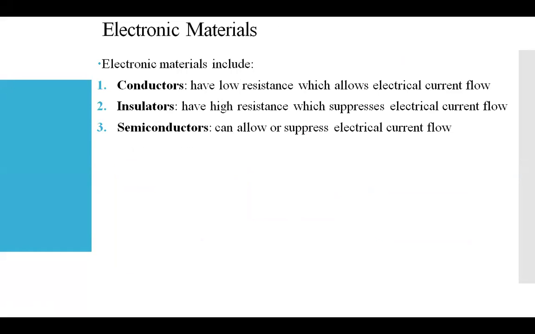This is how electronic materials are used, from the energy band as well as from the resistance. A conductor will have a low resistance value, which allows the flow of electrical current. An insulator will have a high resistance value, which suppresses the electrical current flow. And the last one, the semiconductor, will allow or suppress the electrical current flow.